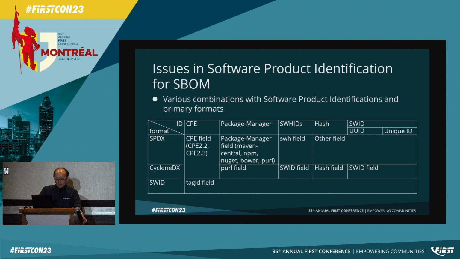Another specification issue in software product identification for SBOM is a variation in the combination of software product identification and primary formats. This variety adds another layer of complexity to the already challenging identification process. Different PIDs such as CPE, SWHID, SWID, and package URL may be utilized, and each may have their own primary formats.